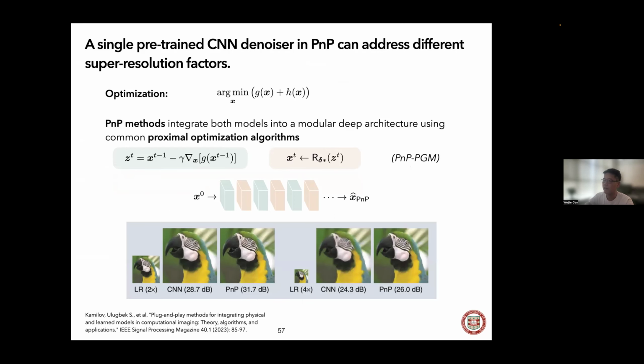This is an example of plug and play in imaging inverse problems. Here is an example of training just a single denoiser, just one denoiser. You can use it to solve different super resolution problems. The result on the left is two times super resolution, and the result on the right side is four times super resolution.